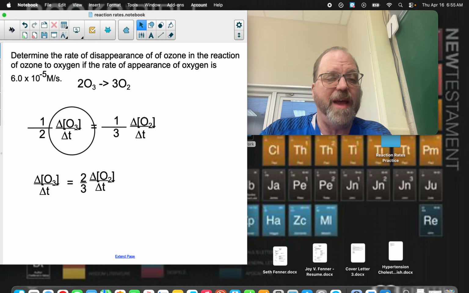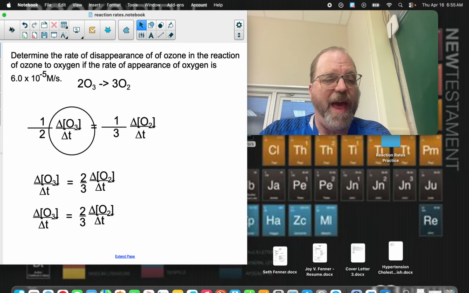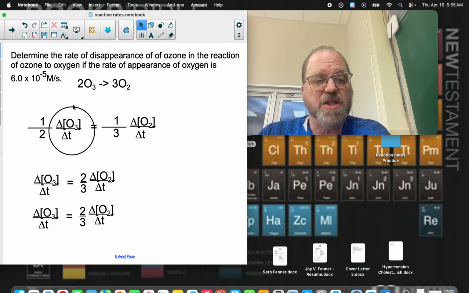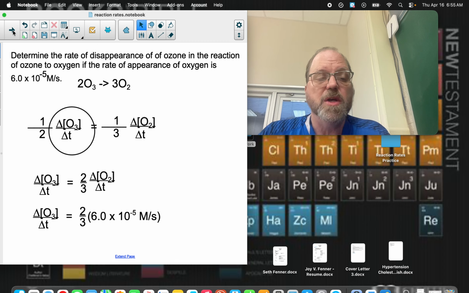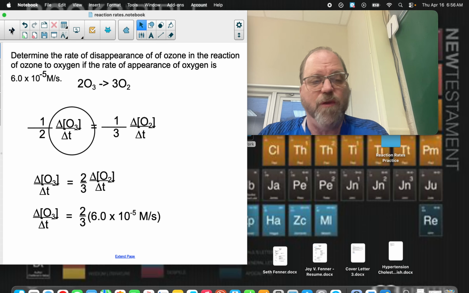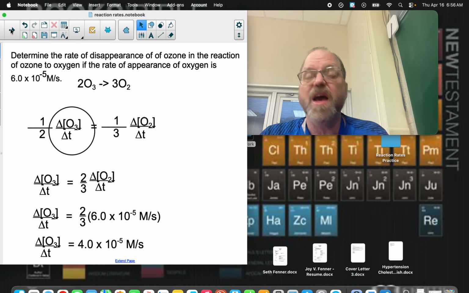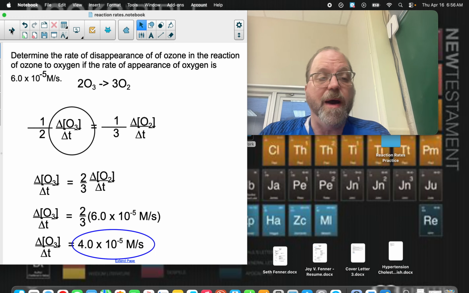So let's put our value in. We know that oxygen's appearance is 6.0 times 10 to the minus fifth molar. So multiply by 2, divide by 3, and we get 4.0 times 10 to the minus fifth molar per second as the rate of disappearance of ozone for this problem.